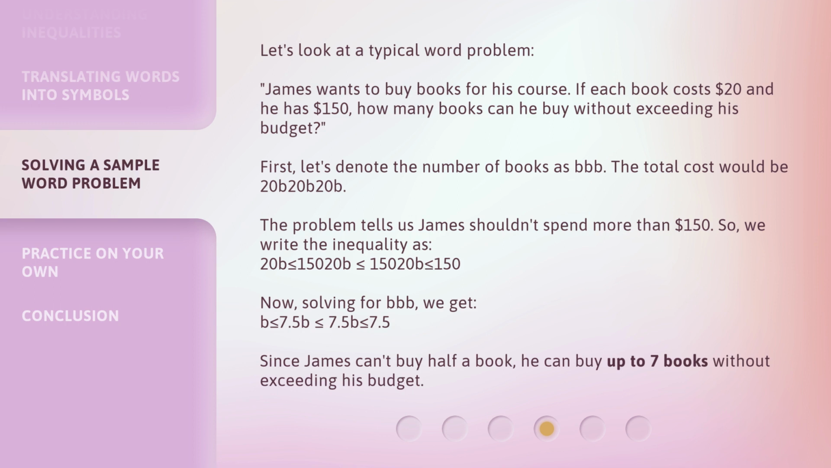So, we write the inequality as 20B is less than or equal to 150. Now, solving for B, we get B is less than or equal to 7.5. Since James can't buy half a book, he can buy up to 7 books without exceeding his budget.